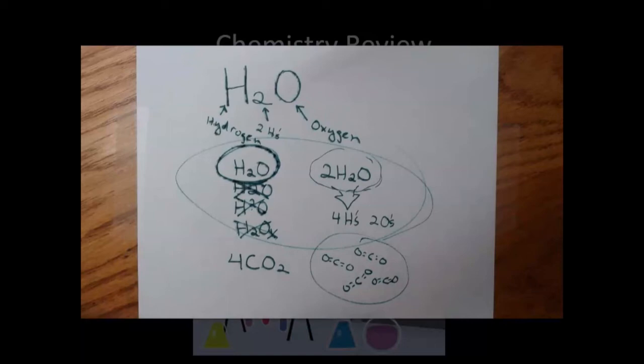So how many total carbons do you have? 1, 2, 3, 4. 4 carbons, 4 C's. How many oxygens do you have? Count them up. Or you can do 4 times 2, multiply, it's easier. So it's 8 total oxygens. 1, 2, 3, 4, 5, 6, 7, 8. And 8 oxygens, okay?